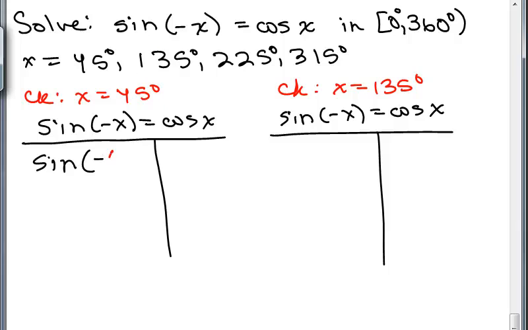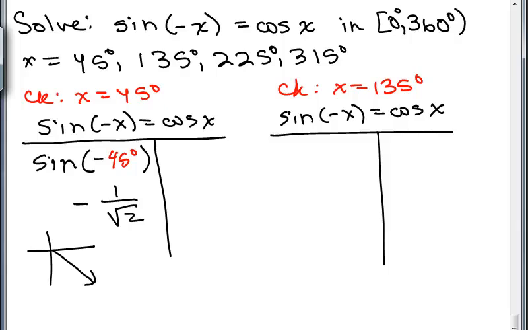So this would be, I'm plugging in 45 degrees. Right? And what's the sine of negative 45 degrees? Well, let's see, I don't memorize that. I know it's down here where it's going to be negative, and that's going to be negative 1 over square root of 2, or negative square root of 2 over 2.